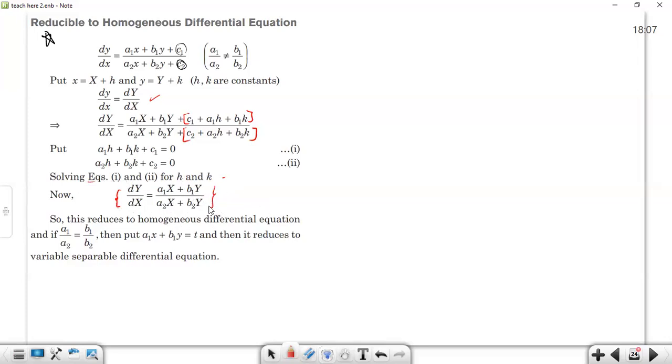Then we can further go on and use the same method which we used for the homogeneous differential equation, by making the differential equation in terms of y over x or x over y, and then we can solve it. Later on we can back substitute the value of capital X with x minus h, and capital Y with y minus k, right? So then we'll have our solution. That's how we reduce a differential equation to a homogeneous one if certain constants are added.